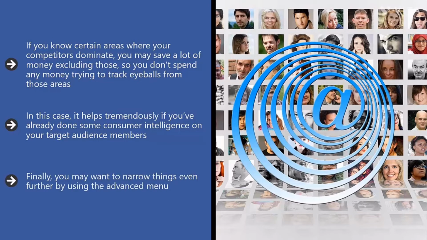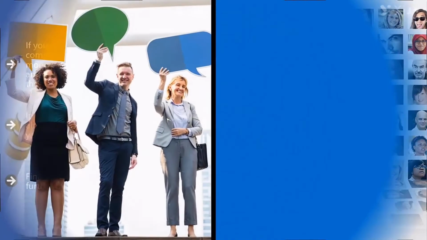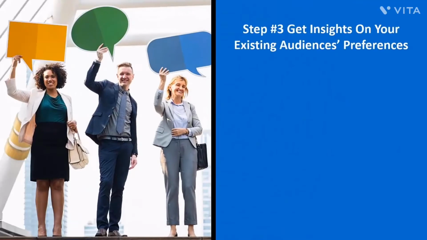Finally, you may want to narrow things even further by using the advanced menu. Using this option, you can select by cultural group, job type of office the person has, education level, and relationship status. Step number 3, get insights on your existing audience's preferences.